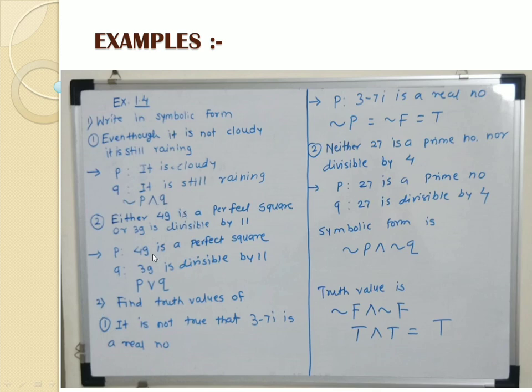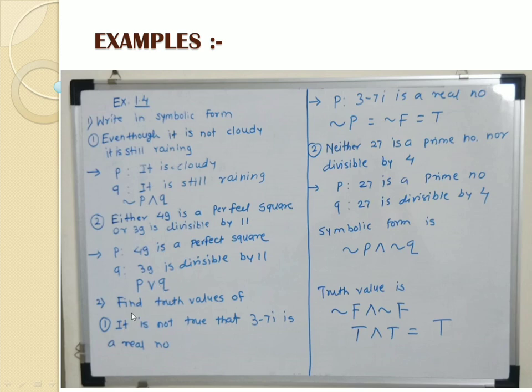Now the second example is: either 49 is a perfect square or 39 is divisible by 11. So here the P simple statement is 49 is a perfect square and the Q simple statement is 39 is divisible by 11. So either-or is an example of disjunction. So the symbolic form is P disjunction Q.